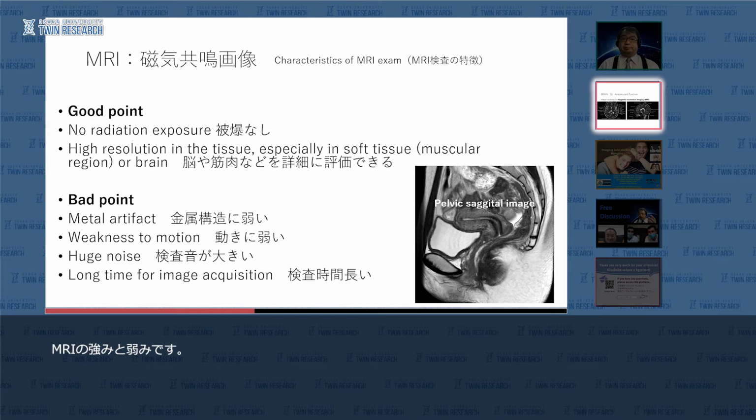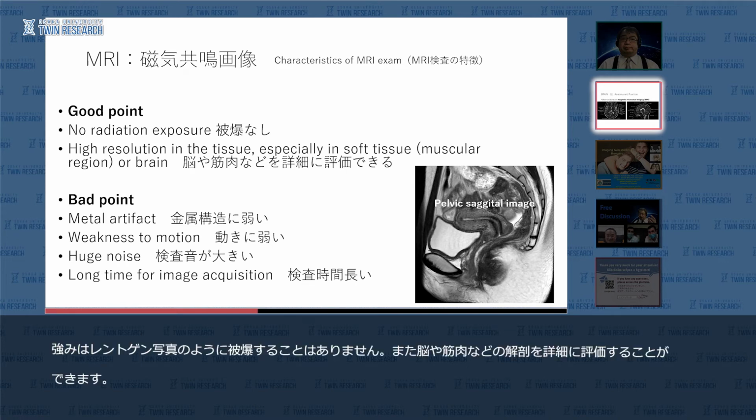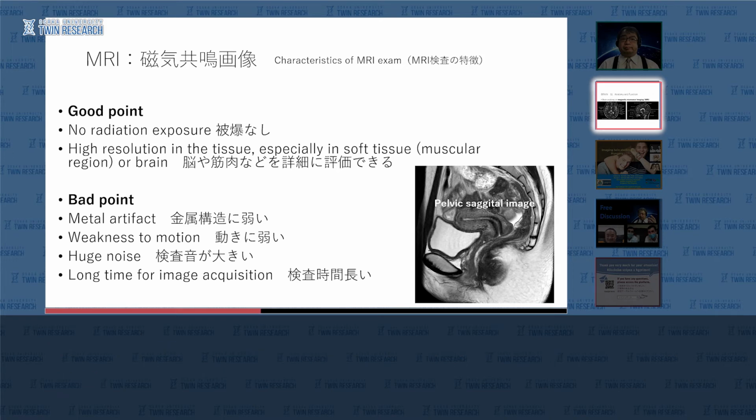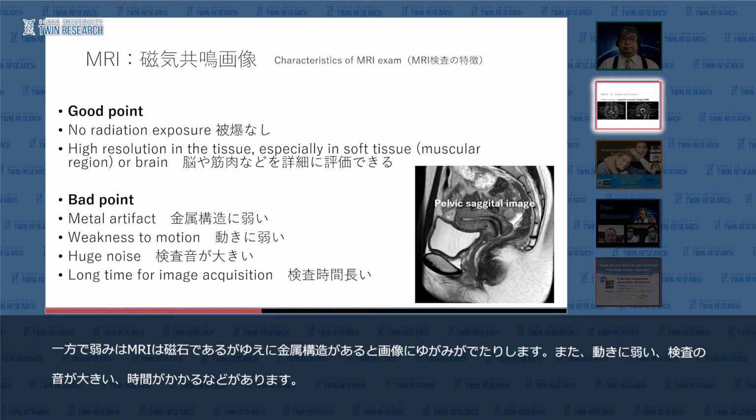There are both good and bad parts of an MRI exam, as with other exams. Good parts are no radiation exposure and high resolution in the tissue, especially in soft tissue or brain. By contrast, bad points are metal artifact, weakness to motion, and noise or long examination time.